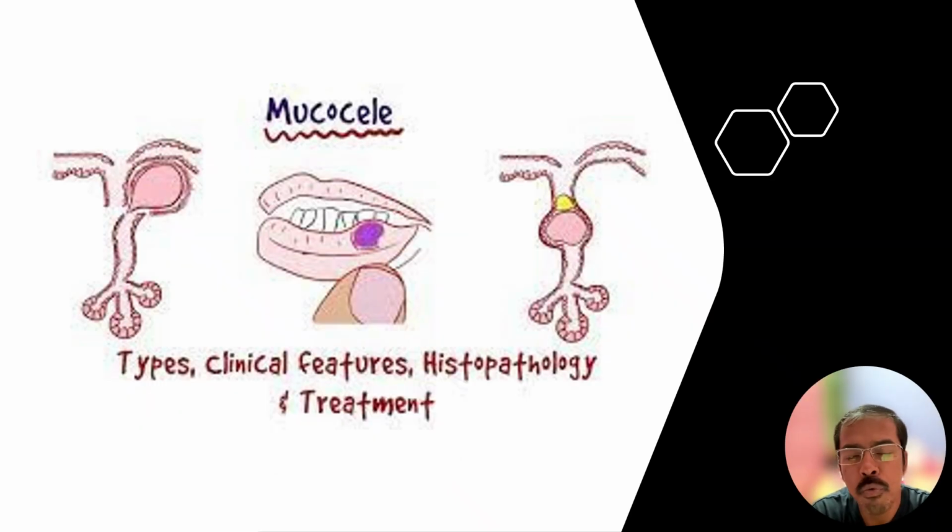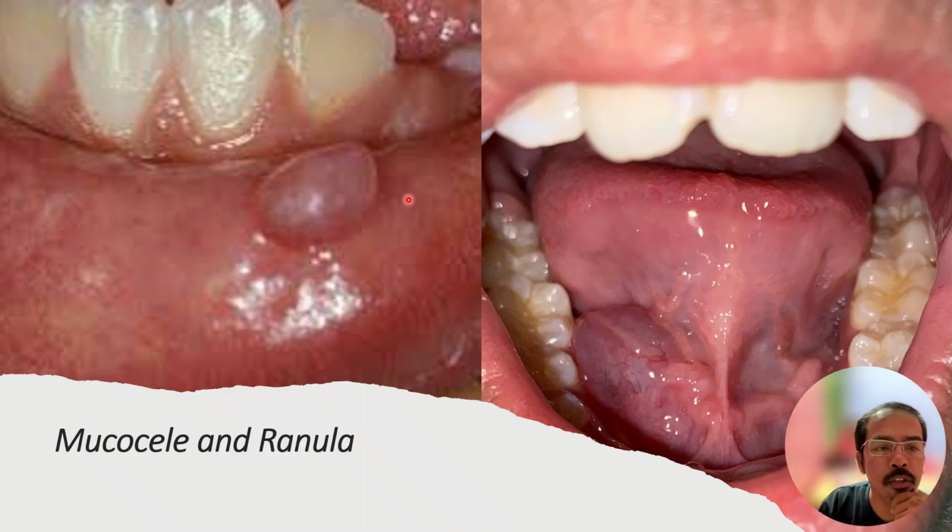Whenever there is a trauma to the salivary gland or the salivary duct, there is a disruption of the saliva flow, and the saliva can get accumulated underneath the mucous membrane and form a cyst. Whenever there is a trauma to a minor salivary gland and the saliva flow is disrupted, it forms a mucocele, or it's called a mucous retention cyst.